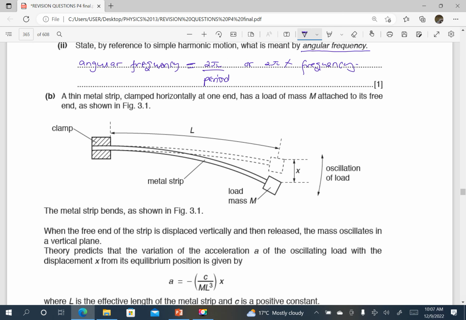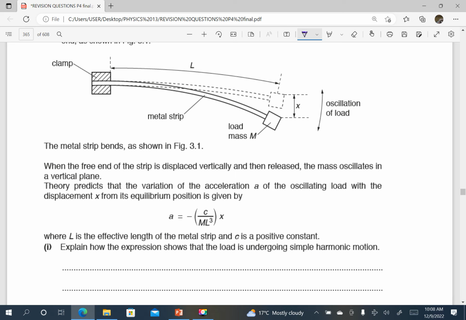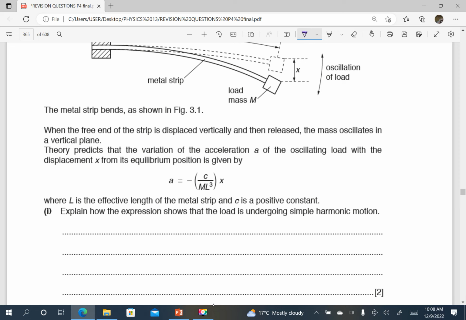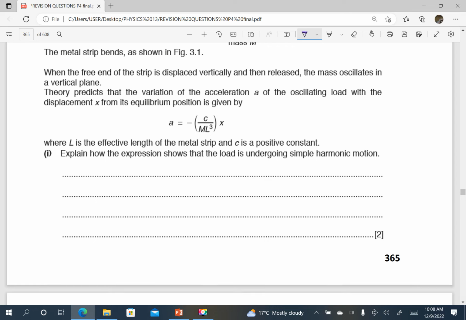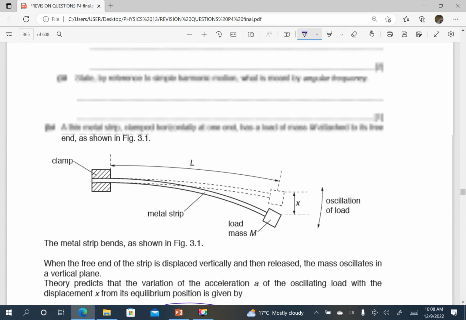A thin metal strip, clamped horizontal at one end, has a load of mass m attached to its free end, as shown here. The strip is displaced through a distance x. When the free end of the strip is displaced vertically and then released, the mass oscillates in a vertical plane. Theory predicts that the variation of the acceleration a of the oscillating rod with the displacement x from its equilibrium position is given by this expression, where L is the effective length of the metal strip and C is a positive constant. Explain how the expression shows that the load is undergoing simple harmonic motion. Just this expression here. Number one, what is C?